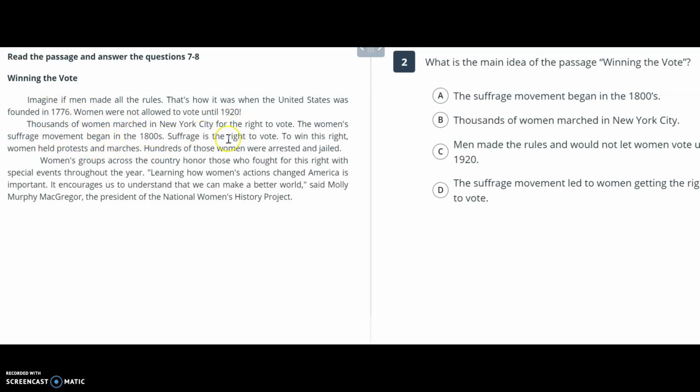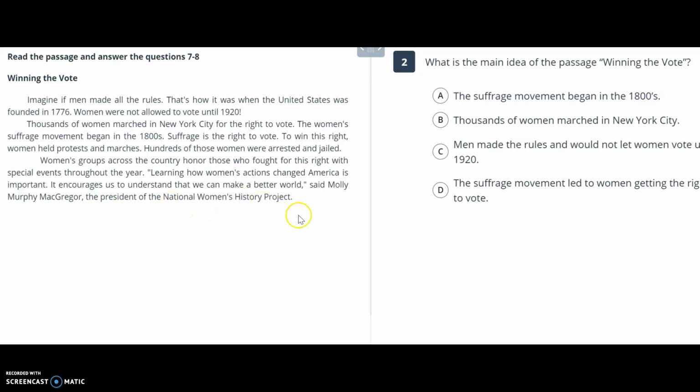Winning the vote. Imagine if men made all the rules. That's how it was in the United States, founded in 1776. Women were not allowed to vote until 1920. Thousands of women marched in New York City for the right to vote. The women's suffrage movement began in the 1800s. Suffrage is the right to vote. To win this right, women held protests and marches. Hundreds of those women were arrested and jailed. Women's groups across the country honored those who fought for their rights in special events throughout the year. Learning how women's actions changed America is important. It encourages us to understand that we can make a better world, said Molly Murphy MacGregor, the president of the National Women's History Project.